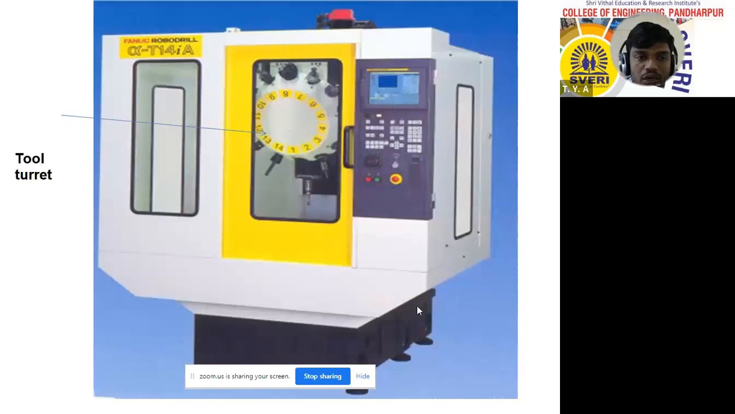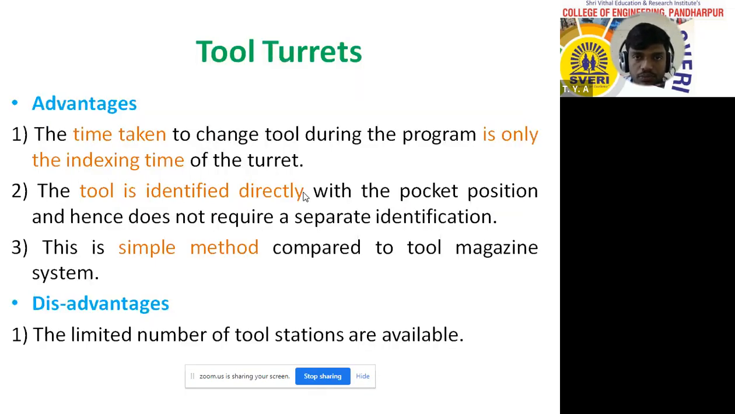You can see a tool turret located on the machine, where you can see the tool numbers written on it. There are 14 tools. Whichever tool is required, that tool will come to the axis face, and that will act as your current tool. There is no separate need for an arm to change the tool. So tool turret, what are the advantages?